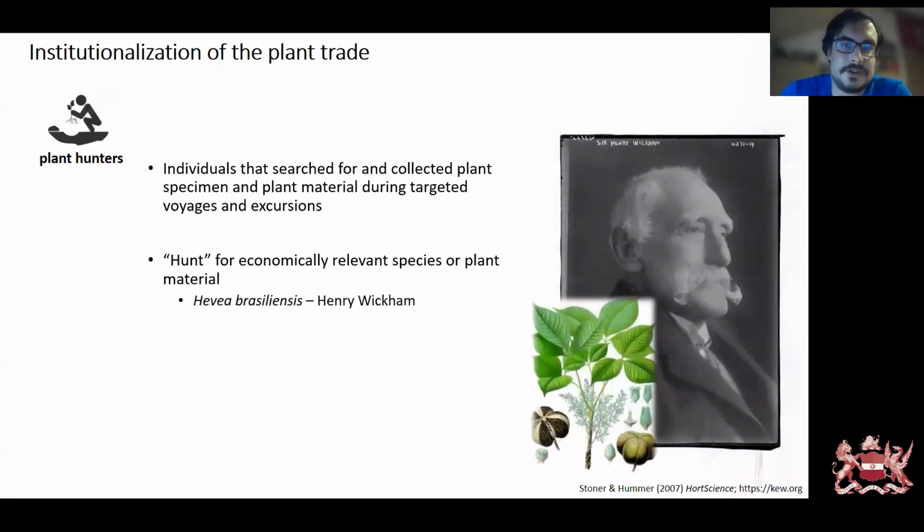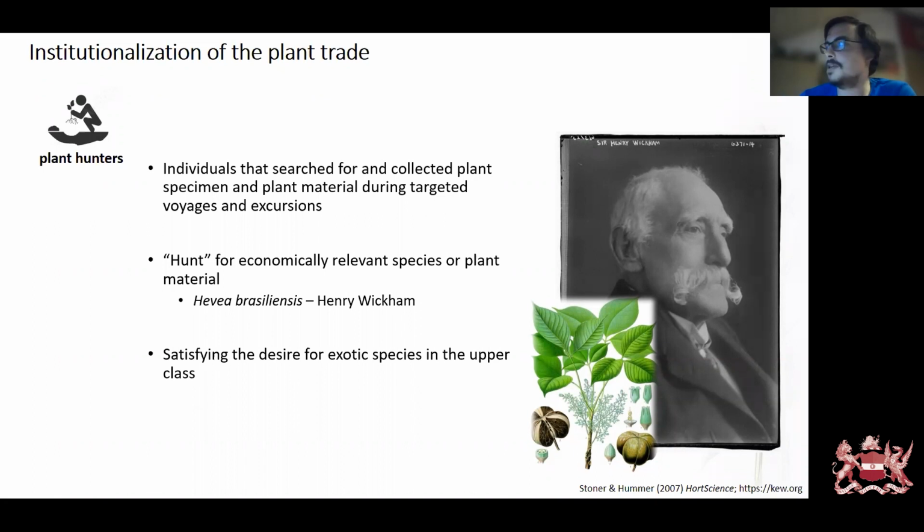I already talked about him briefly. Henry Wickham, the person who sent Hevea brasiliensis seeds, so gum tree or rubber tree seeds, to Joseph Hooker at Kew, which then led to the first gum tree plantation in Asia. These seeds were obtained by Henry Wickham illegally, and this establishment of gum tree plantations in Asia then led to the collapse of the Brazilian market in rubber, because rubber could be produced more cost efficiently in Asian regions.